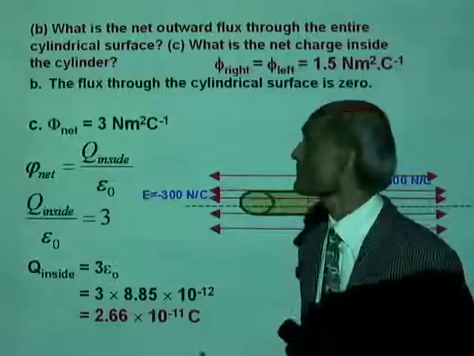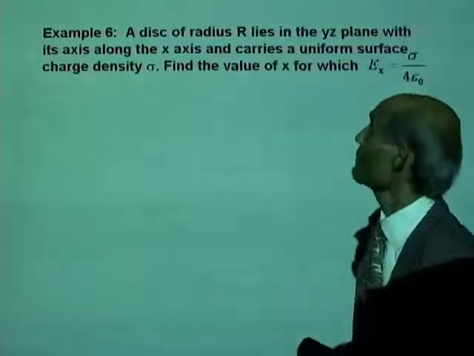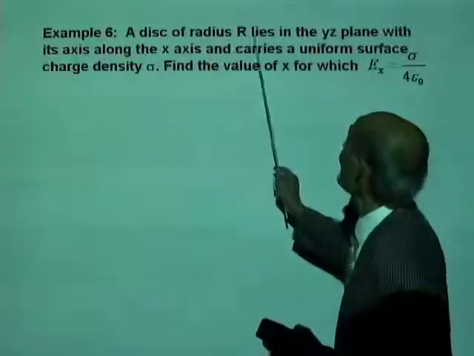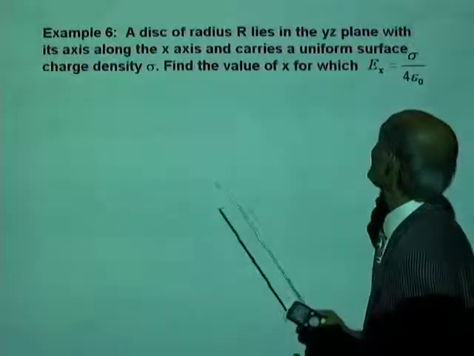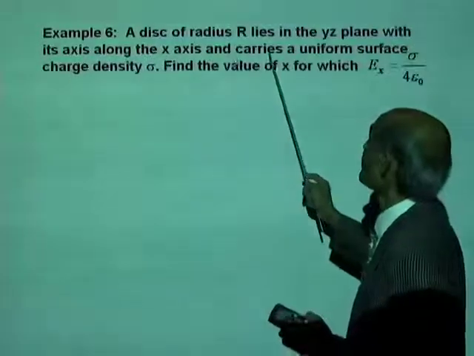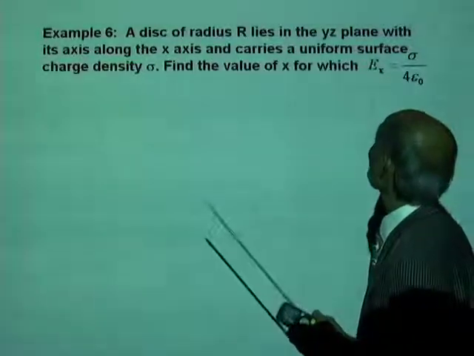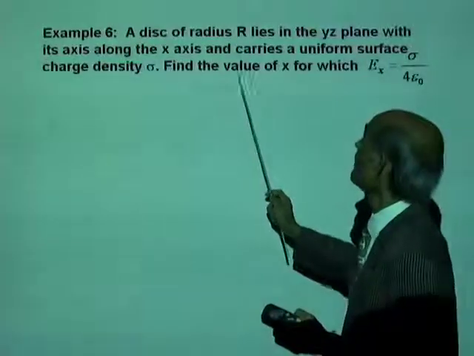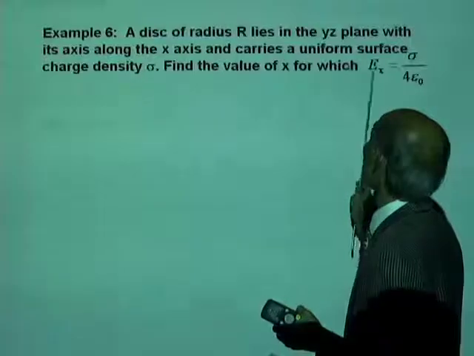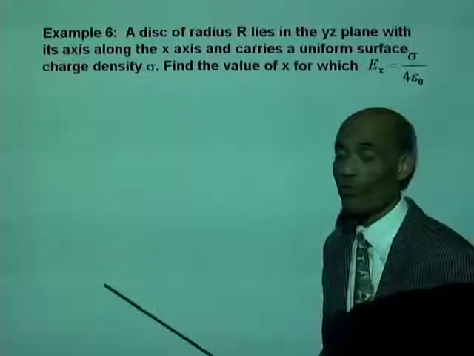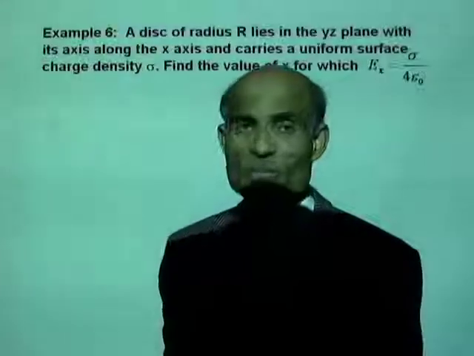More time. Let's do another problem. A disk of radius r lies in the YZ plane with its axis along the x-axis and carries a uniform surface charge density sigma. Find the value of x for which Ex equal to sigma over 4 epsilon naught.